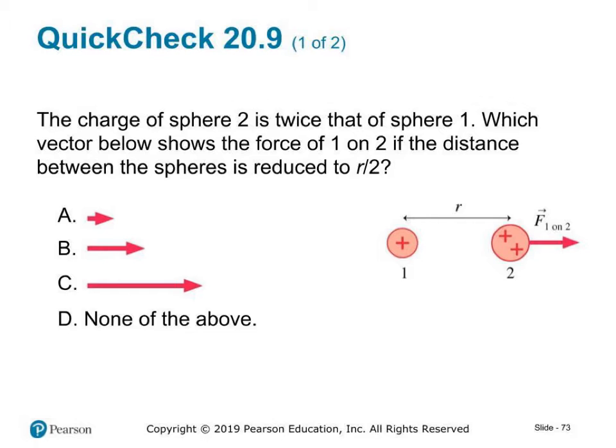All right, next question. The charge of sphere 2 is twice that of sphere 1. Which vector below shows the force of 1 on 2 if the distance between the spheres is reduced to r over 2? We can think about this mathematically using Coulomb's law. Force equals k Q1 Q2 over r squared. These are absolute values, but I'm not going to write it. We have to make the force a vector. We can take charges if we want to. We can do Q1 times 2 Q2. We could make up charges for them, but we don't really have to do that.